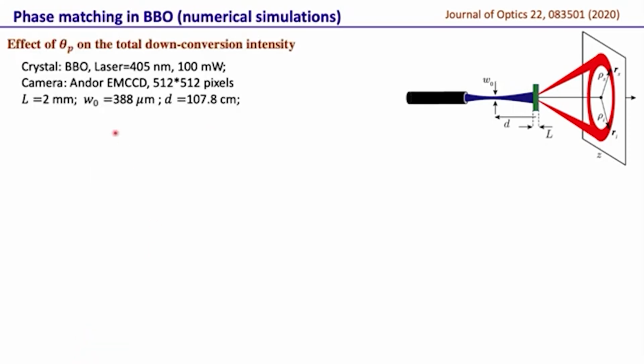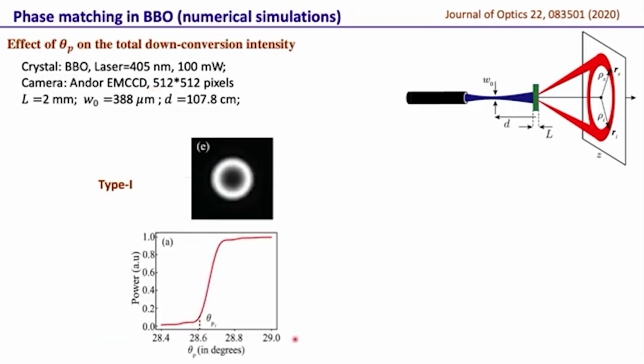Then we can also look at the total down conversion intensity in parametric down conversion. For example, this is theta p, and if I look at the total intensity, that is the power that actually comes out. If theta p is below 28.6, there is really no down conversion, so there is really no power.